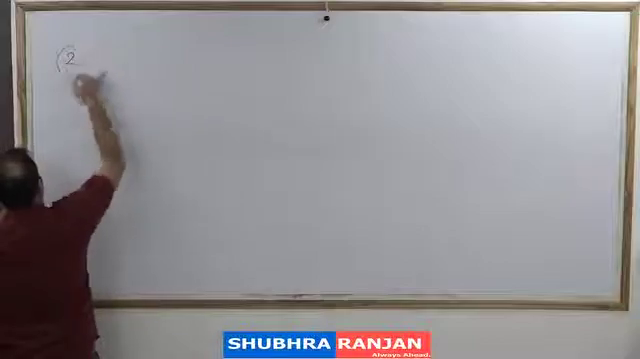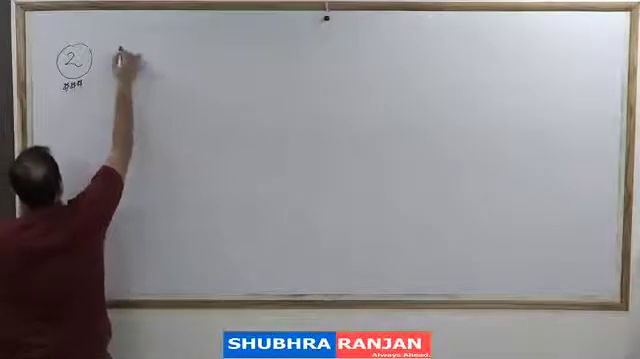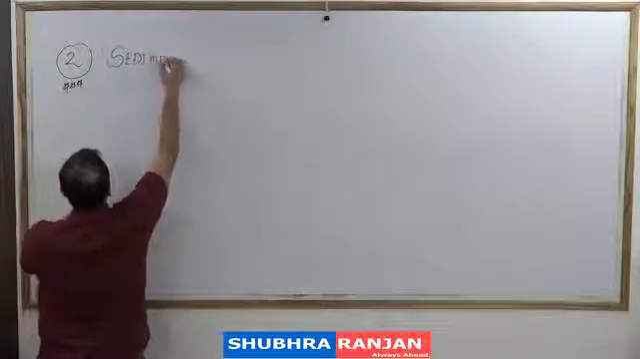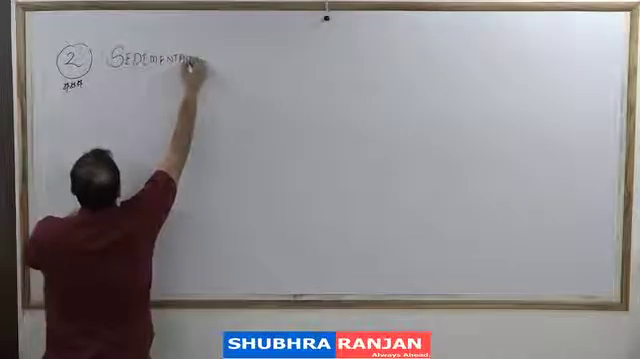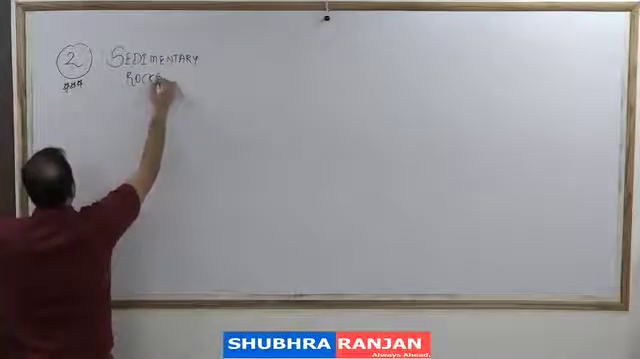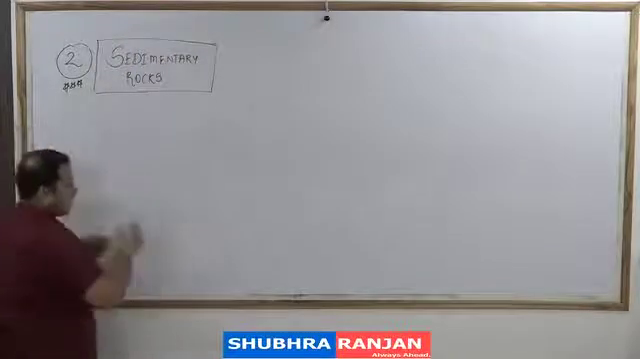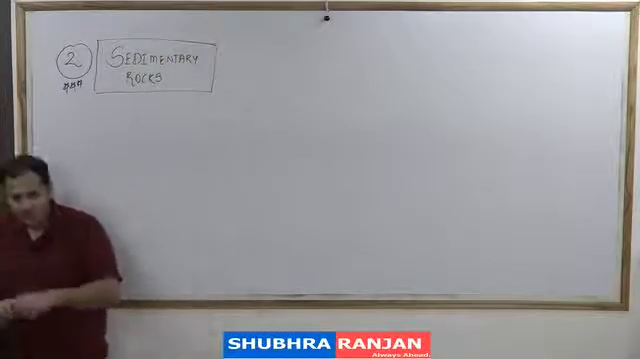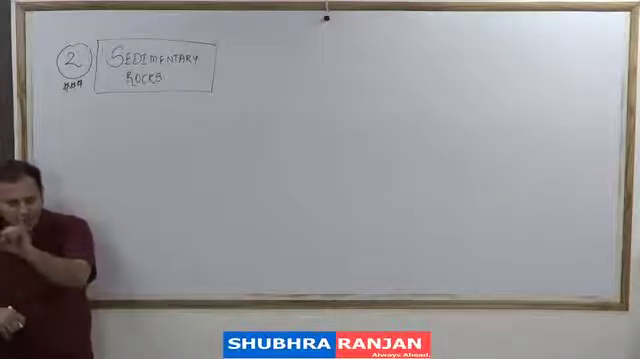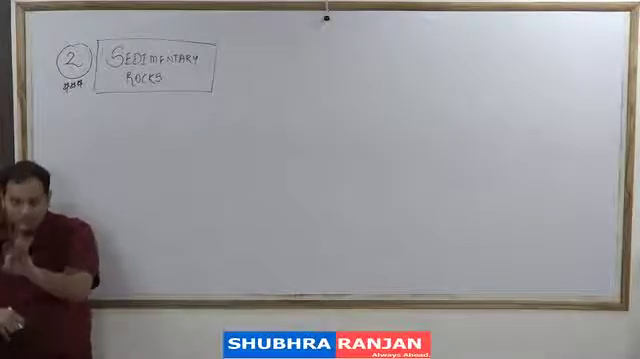Now this is an important topic from the examples point of view: the sedimentary rocks. See, any rock which is broken down will form sediments. It can be original igneous rock, it can be original sedimentary rock also, it can be original metamorphic rock.